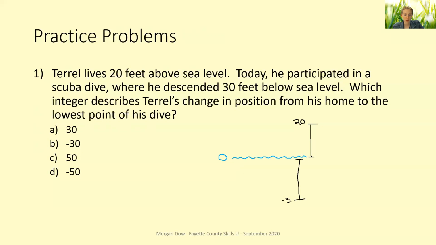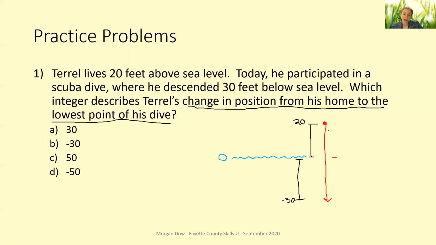He's 30 feet below. So we want to know Terrell's change in position from his home where he lives to the lowest point of his dive. So the change in position, if he started here at home to the lowest point of his dive, what was that change overall? How much did he go up or down overall? Well, he went down overall, right? Going from his home down to the lowest point of his dive, that was going down. So we want to be thinking about a negative number here to show that we are going down, we are decreasing. It's a negative change.